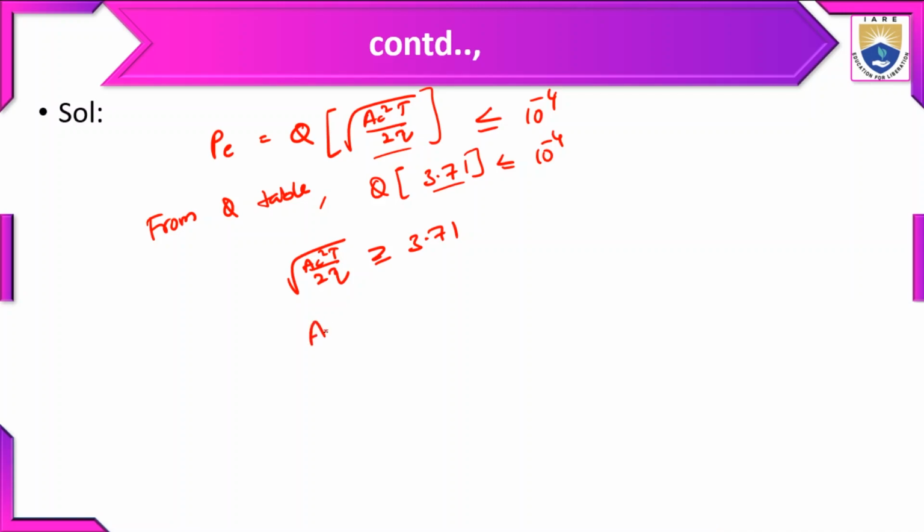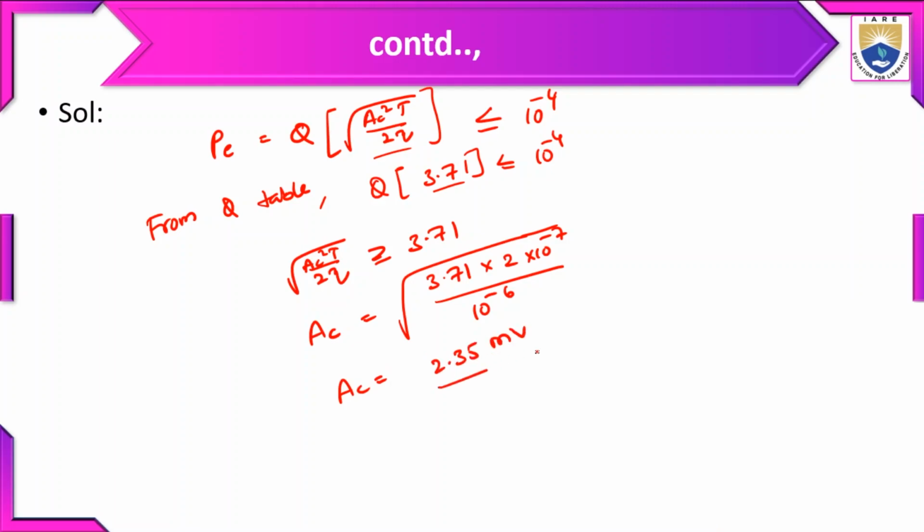So first I require the carrier amplitude. Ac is equal to square root of 3.71 into 2 into 10 power minus 7 divided by 10 power minus 6. Now Ac is equal to 2.35 millivolt. So this is the carrier amplitude.